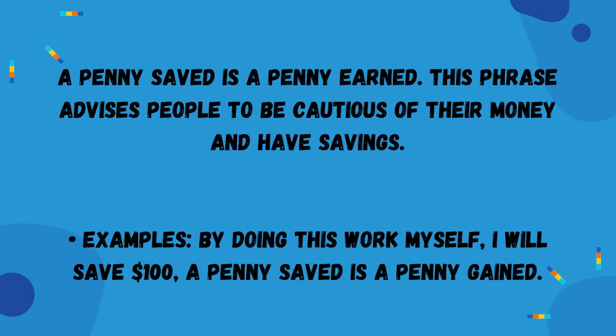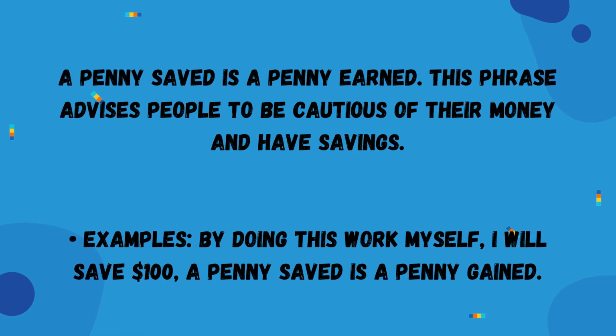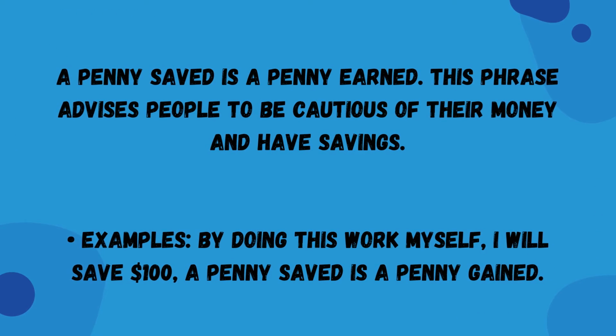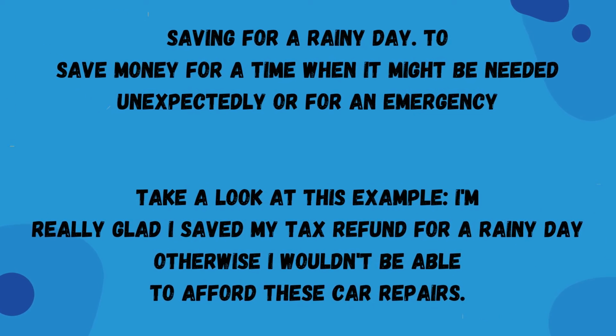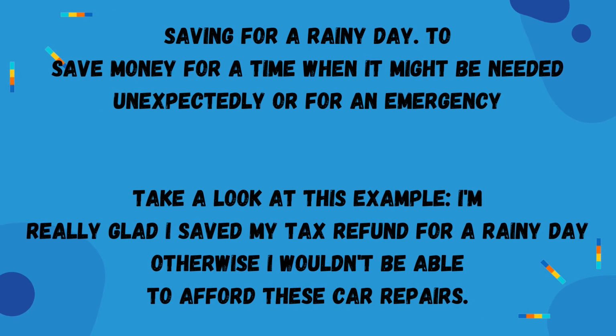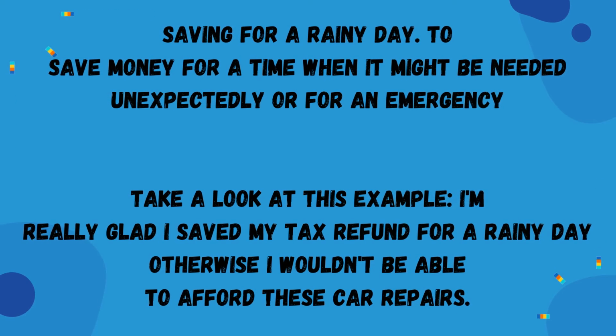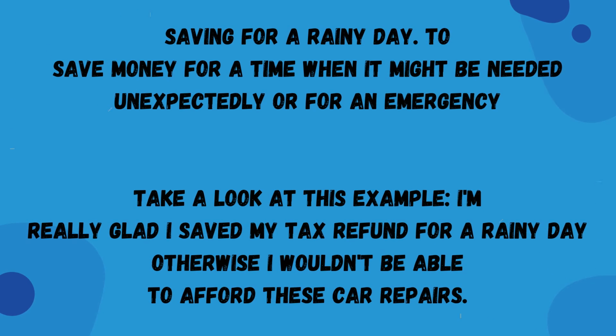Example: by doing this work myself, I save $100. A penny saved is a penny gained. Saving for a rainy day. To save money for a time when it might be needed unexpectedly or for an emergency. Take a look at this example. I'm really glad I saved my tax refund for a rainy day. Otherwise, I wouldn't be able to afford these car repairs.